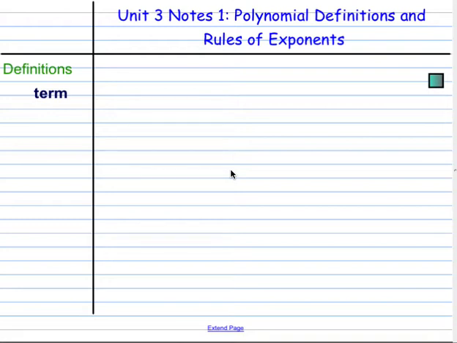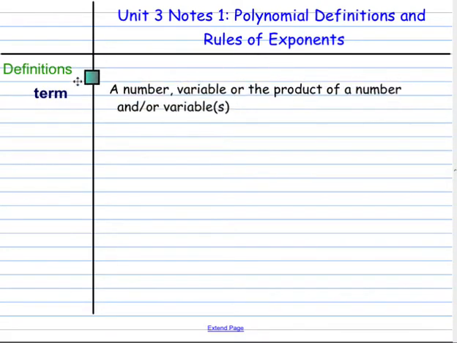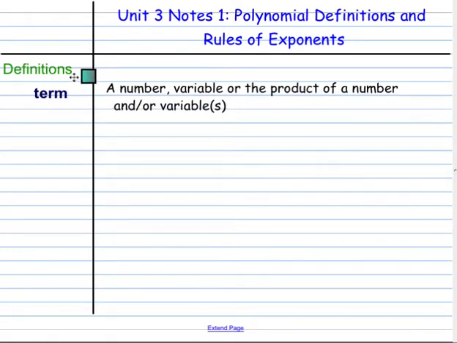So let's start by taking a look at what a term is. A term is a number, variable, or the product of a number and/or variables. Remember, I'm able to talk a lot faster than you're able to write, so you might want to pause the video so you can get this written down, because you will need to know this vocabulary. A term could just be a number, something like 4. A term could also be just a variable, so it could be x, or even x squared. Or it could be the product of the two, something like 4x squared. And it could be both. Okay, so that's what a term is.